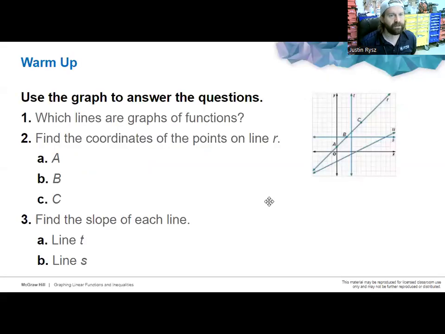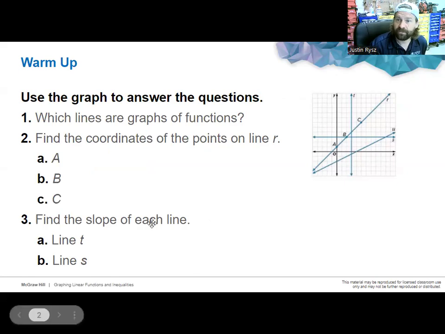So let's start a little warm up here. We're looking at linear functions. Let's see what you guys remember. I got a couple questions. If you want to read them and pause, we'll go over the answers here.